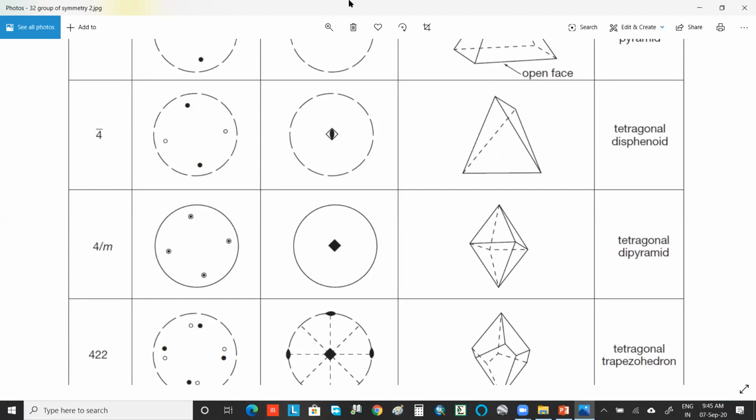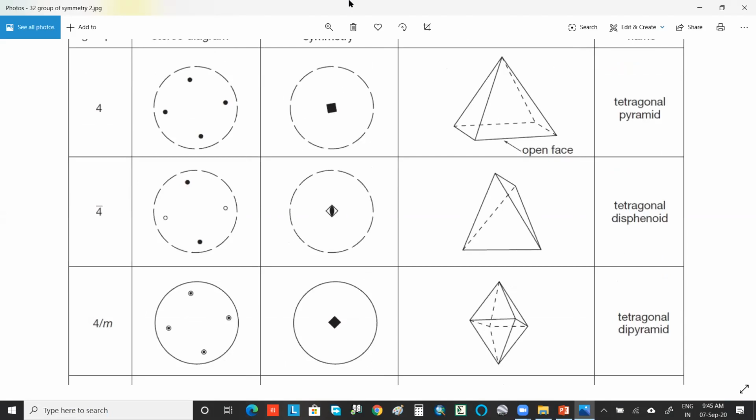So the motif we have to use is like this, and the diagram is a dipyramid. One pyramid upper side, one pyramid downside, and it is a closed form. It is also a closed form, while this was an open form. Getting my point or not? So this is what you have to remember and you have to memorize.